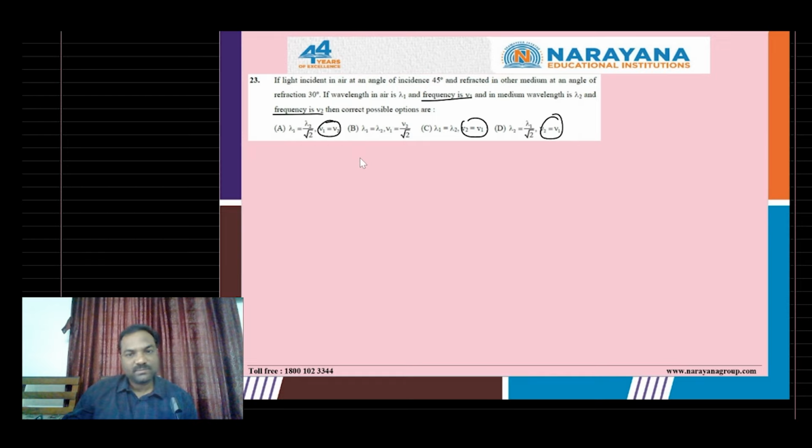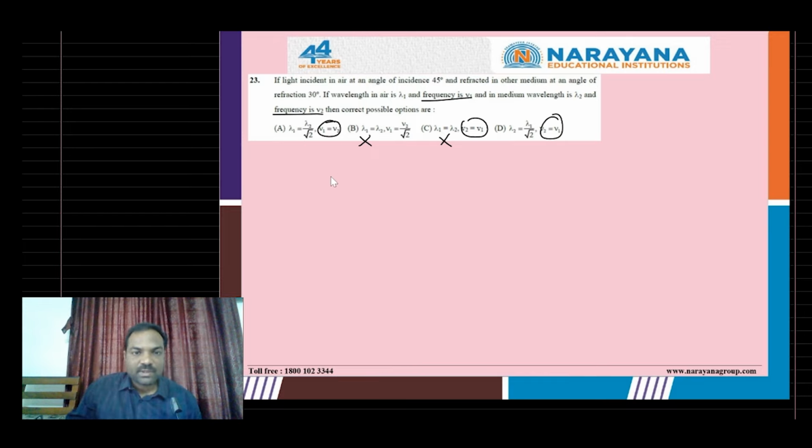How to check? Let us go with lambda 1, lambda 2. Obviously, as the medium changes, wavelength changes. So you can drop the B and C options. You can go for either A or C option. Yes, there is a difference: lambda 1, lambda 2 here, lambda 2, lambda 1.